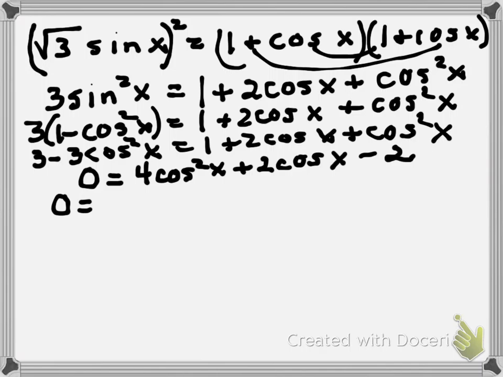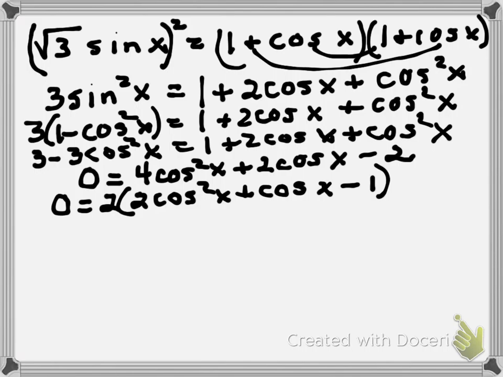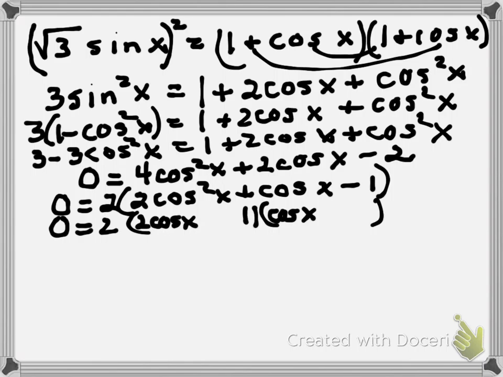Now I'm going to factor out the greatest common factor here of 2. 2 cosine squared x plus cosine x minus 1 equals 0. 2 is a factor. I'm continuing to bring it down, but now I'm going to factor this trinomial into the product of 2 binomials. 2 cosine x, and 1 and 1. I want it to be a positive cosine in the middle, so I'm making the furthest 1 positive and the one in the first parenthesis negative.